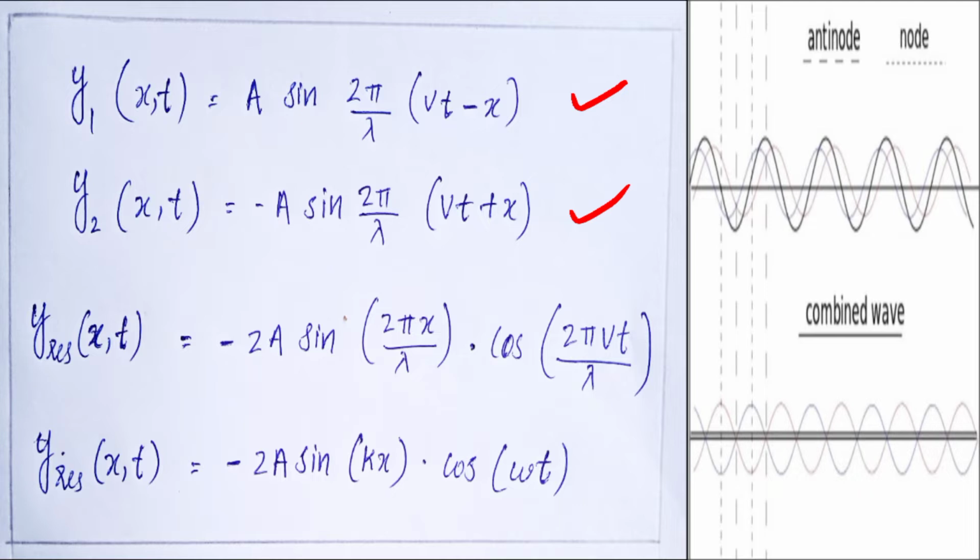Here x and t are independent of each other, so the wave doesn't move. Let us modify this equation with wave number and angular velocity. So the equation is the resultant y(x,t) = −2a sin(kx) cos(ωt). Let us conclude, in a standing wave no propagation occurs. Then standing waves contain nodes and antinodes.